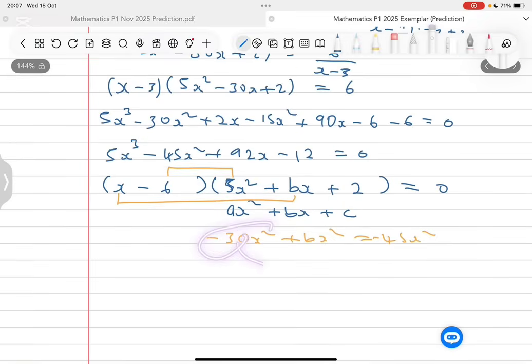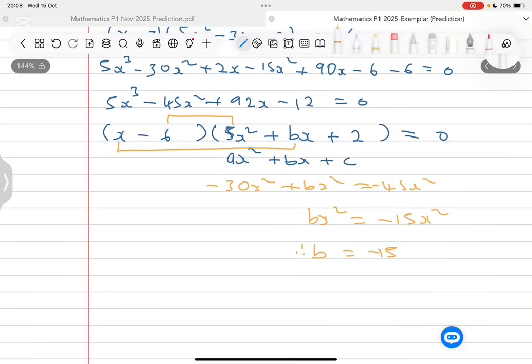I will take this to this side so that I have bx squared equals minus 45 plus 30, because this 30 here will be a positive 30. So minus 45 plus 30 gives negative 15x squared. And you can see that b will therefore be equal to negative 15, because the x squared and the x squared cancel each other.